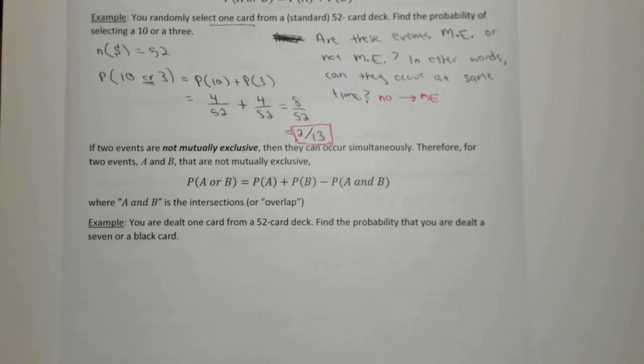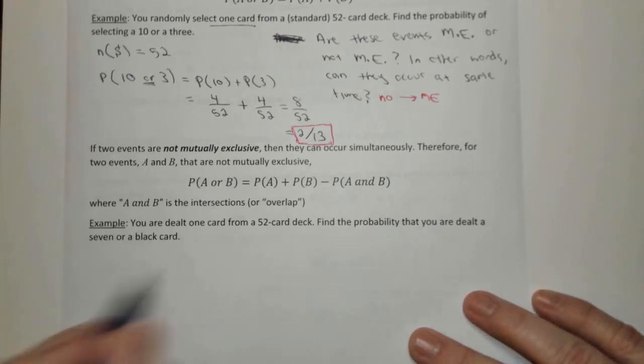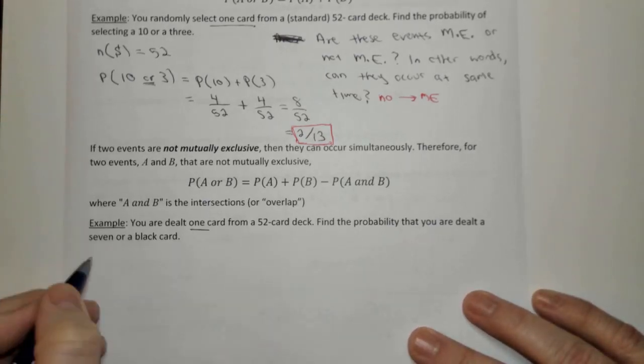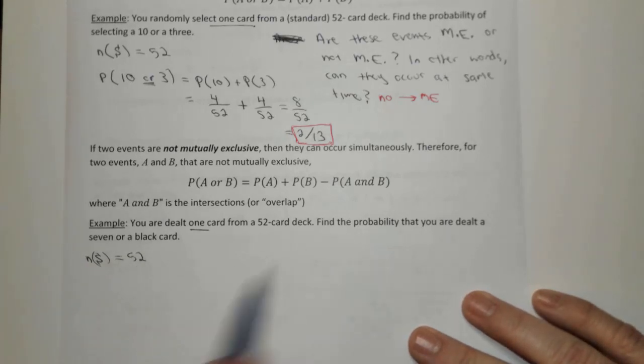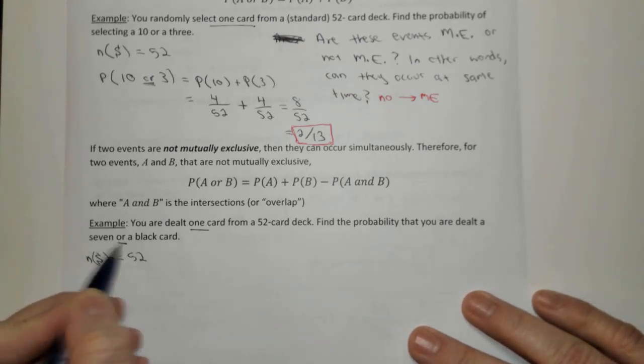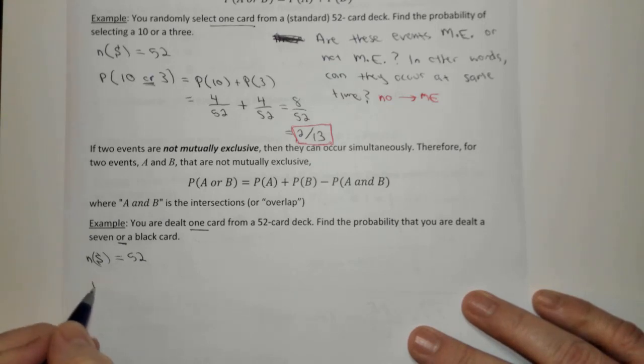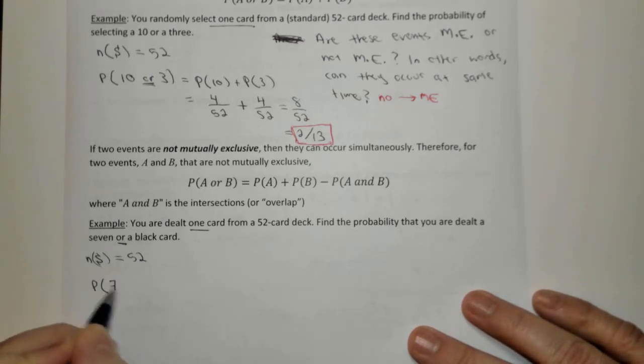So in this one, you're dealt one card from a deck of 52. Our number in our sample space is still 52. Find the probability that you are dealt a 7 or a black card. So we're looking for the probability of a 7 or a black card.